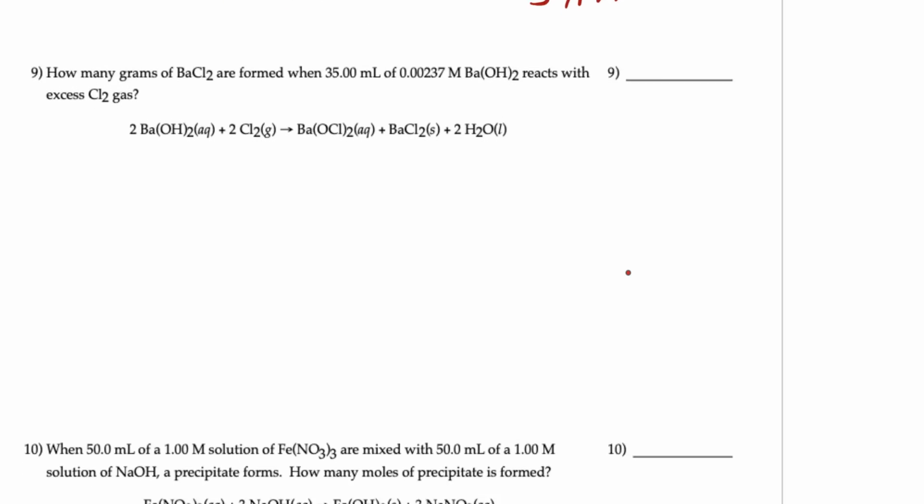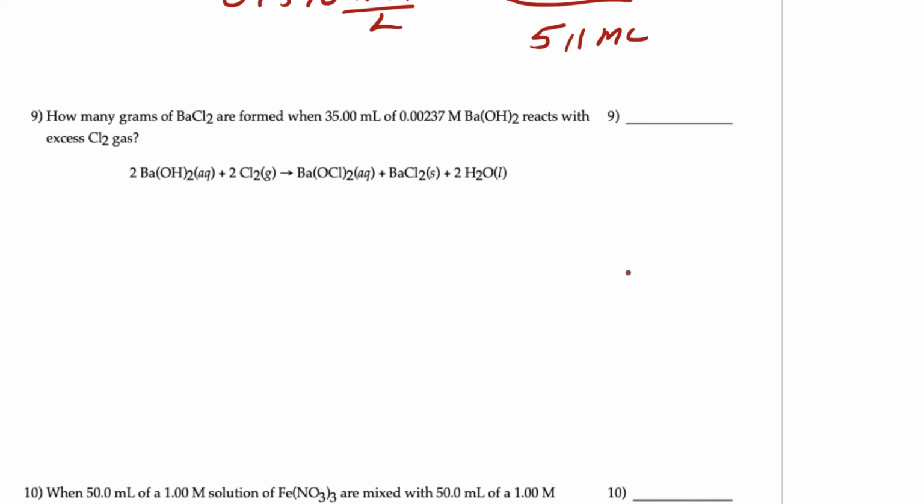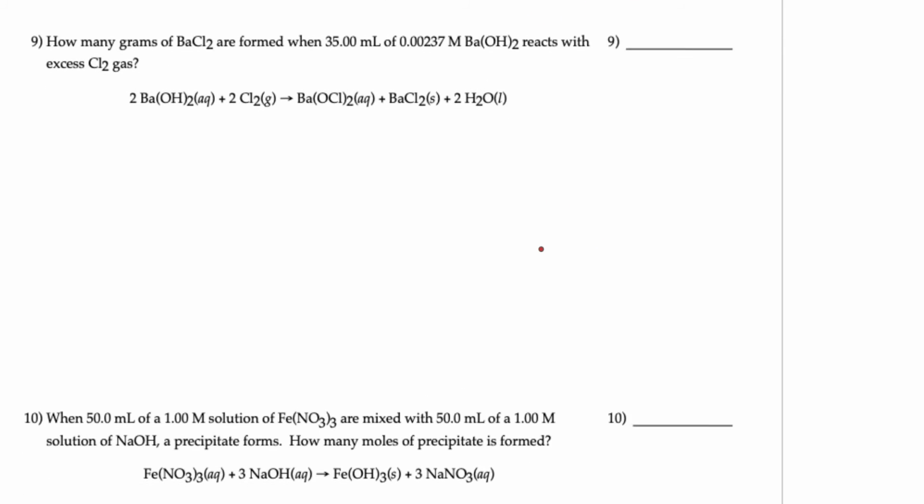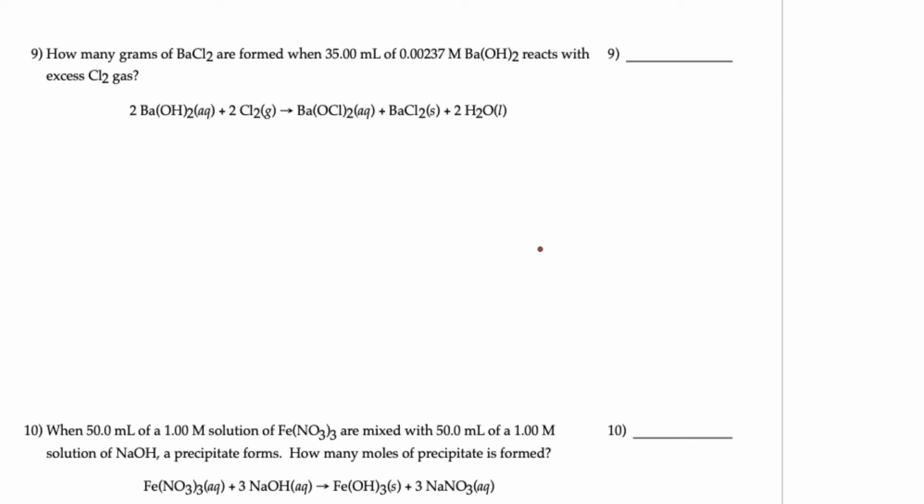All right, number 9. How many grams of barium chloride are formed when 35 milliliters of 0.00237 molar barium hydroxide reacts with excess chlorine gas? So this is in excess. So let's go ahead and determine the moles of barium chloride. That's the volume in liters, 0.035 liters times the molarity.